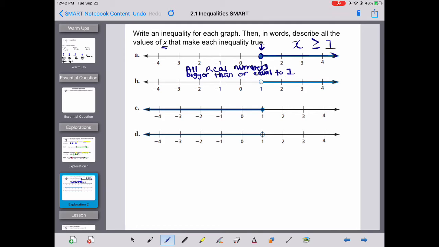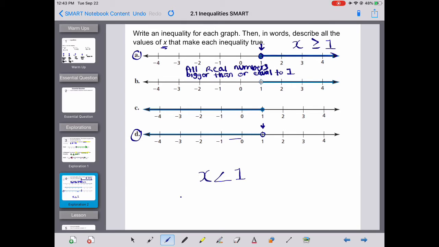I'm going to skip down to D. You guys can try B and C on your own for extra practice, but I'm going to skip down to D. We have a point on 1. It's an open circle, and we're looking at numbers that are smaller than 1. So we use the variable x, and because 1 is not included, it's an open circle, we use the symbol less than, not equal to, the number 1.